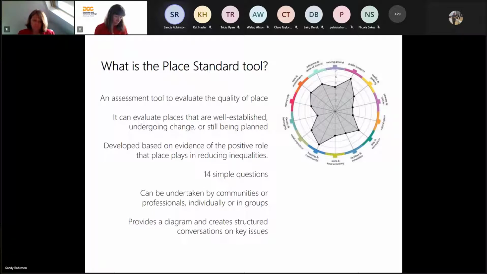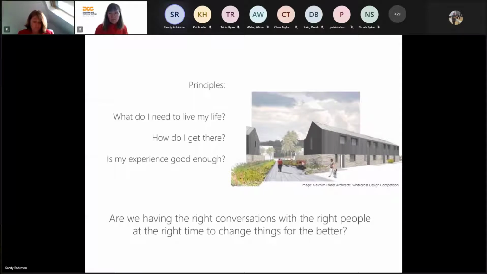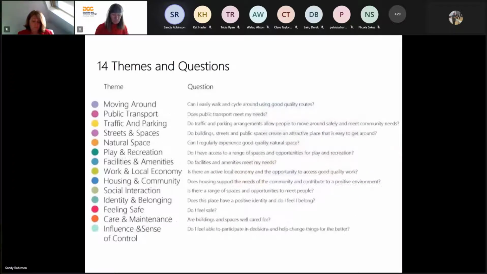What it does is it produces two things, which I'll come on to. The most obvious of which is this diagram you see there. It's a radar diagram, which in some ways encapsulates the feelings of the local community about the quality of environment. The principles behind it: what do I need to live my life? How do I get there? And is the experience good enough? But really at the heart of the success we've had so far with the tool is about the right conversations. Are we having the right conversations with the right people at the right time to change things for the better? These are the current themes and questions.